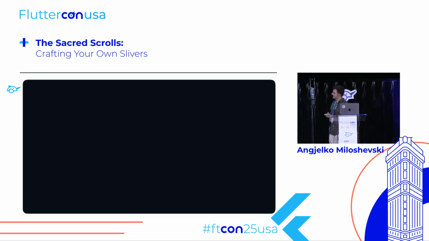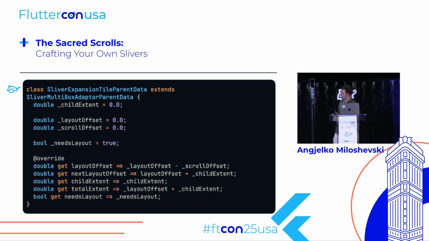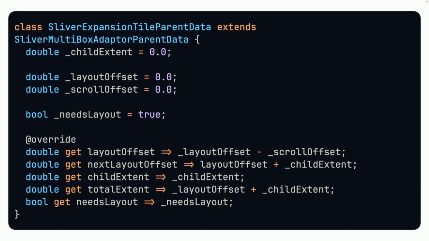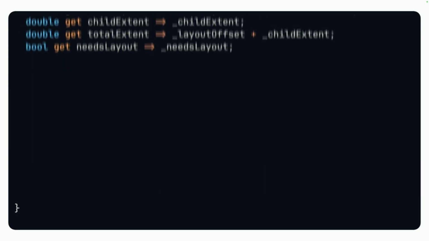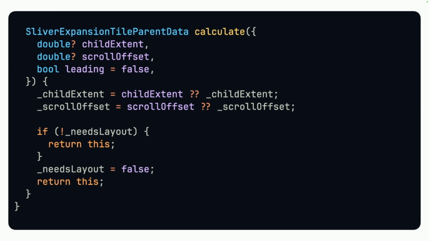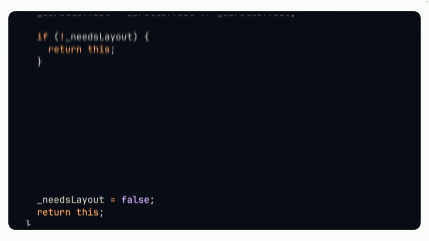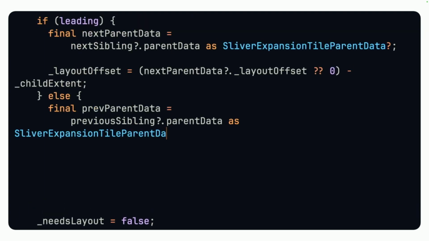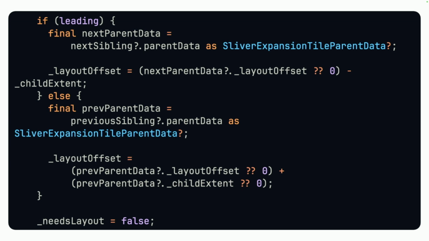Here's a code snippet of how that would look. As you can see, I've added a few pieces of information like the child extent, the total extent, the next possible layout offset for the next child, as well as a custom method that will help me to predict and calculate the next possible information depending on which child I need next.